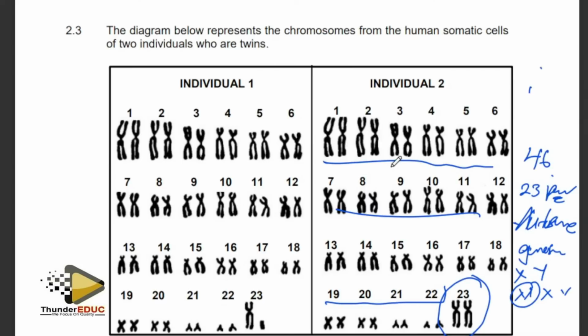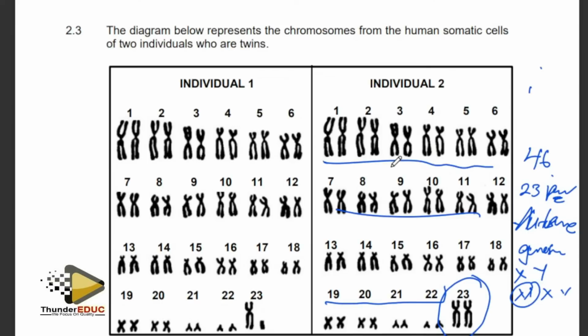Each chromosome pair has a different size. So that's how you can describe the karyotype. It's made up of 23 pairs. Pair number 1 to pair number 22 is called autosomes. The 23rd pair is called a gonosome. Each pair of chromosomes has a different size.